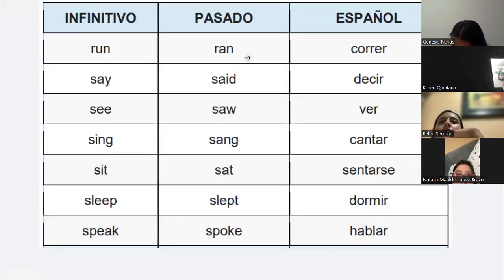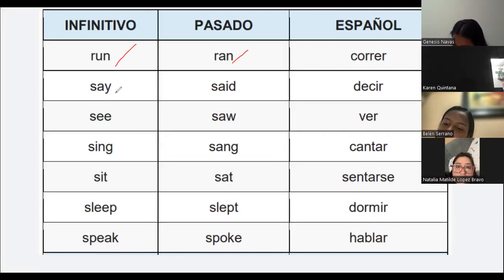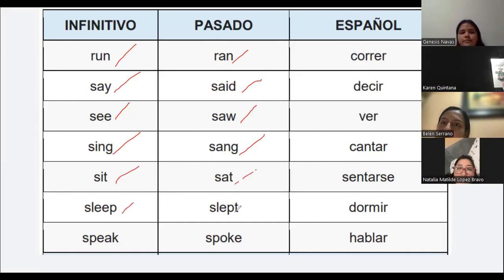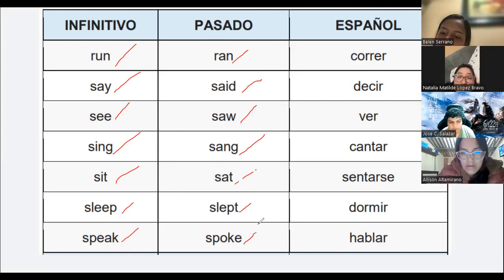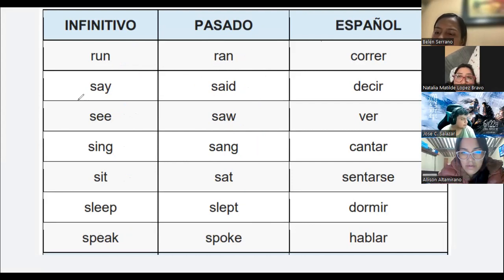Then we have the verbs, listen and repeat. Run, ran, say, said, see, saw, sing, sang, sit, sat, sleep, slept, speak, spoke. Okay. Here there are also some clarifications.